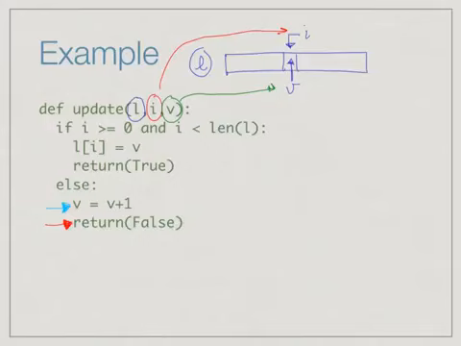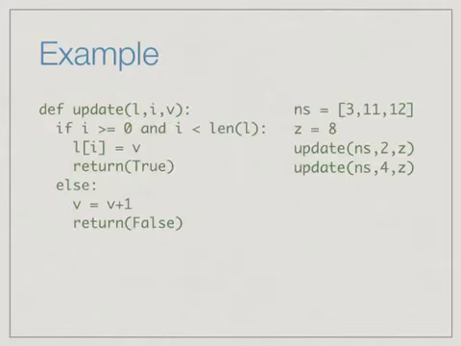So let's assume we call it now. We set up a list of numbers, 3, 11, 12, and then we want to replace this 12 say by 8. So just for the sake of argument, we first set up a new name z called 8, and we say update the list ns at position 2. Remember the positions are 0, 1, 2. So update the list at position 2 by the value of z. And then we say update the same list at position 4 by the value of z.